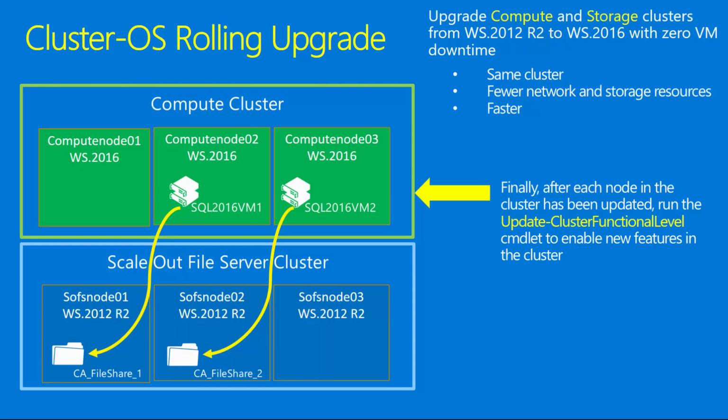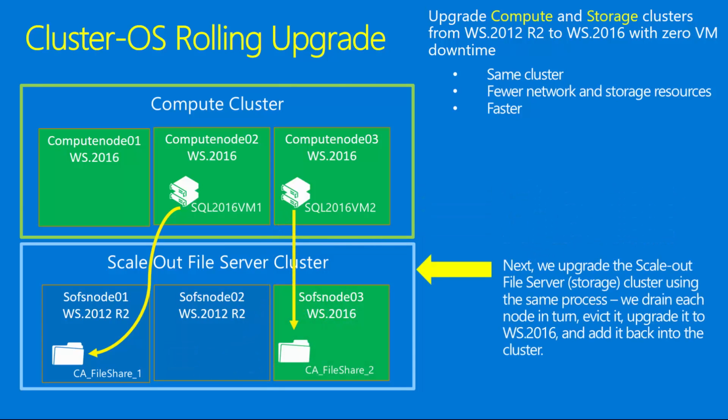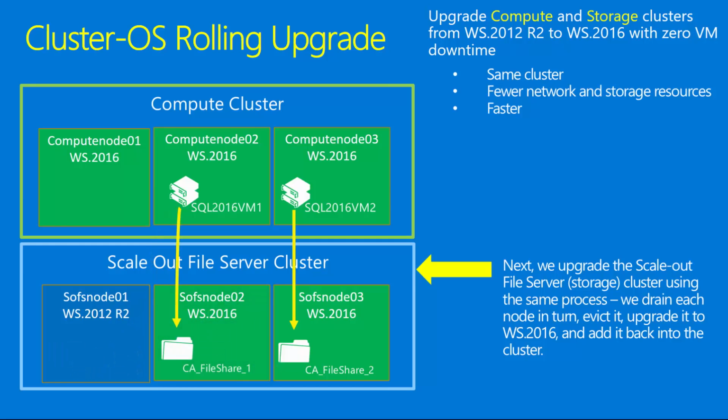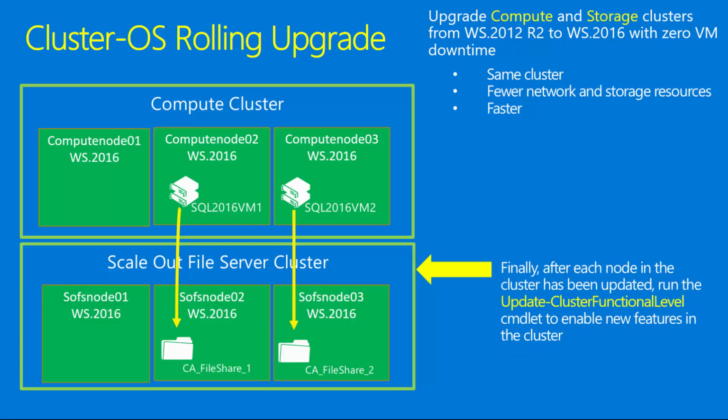We'll repeat the process again for the scale-out file server cluster, the storage cluster. We'll take each node in this cluster, we will drain it, evict it, upgrade the operating system to Windows Server 2016, we'll add it back into the cluster, we will rebalance workload if necessary, and then we'll do the same thing for the next node in the cluster. We drain it, evict it, upgrade the operating system, add it back into the cluster. Finally, we'll use the update cluster functional level commandlet to complete the upgrade process.